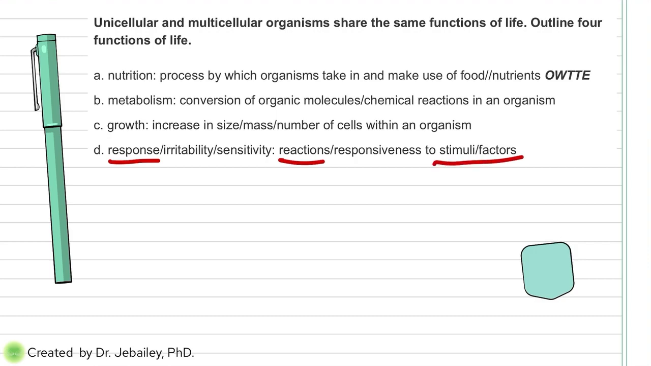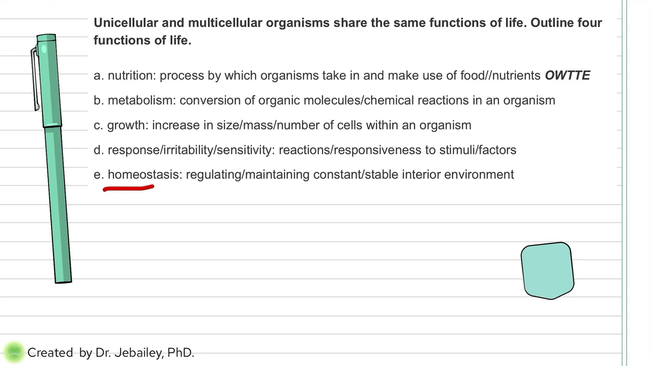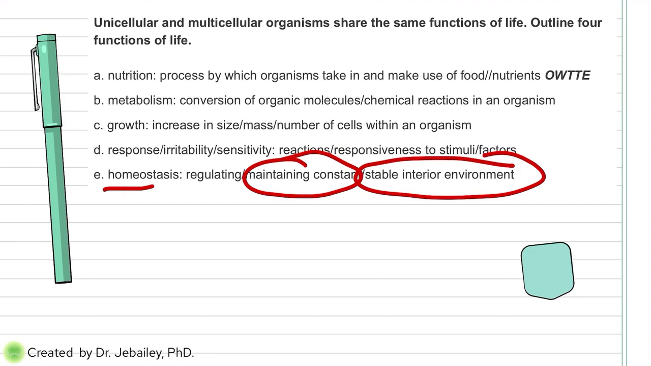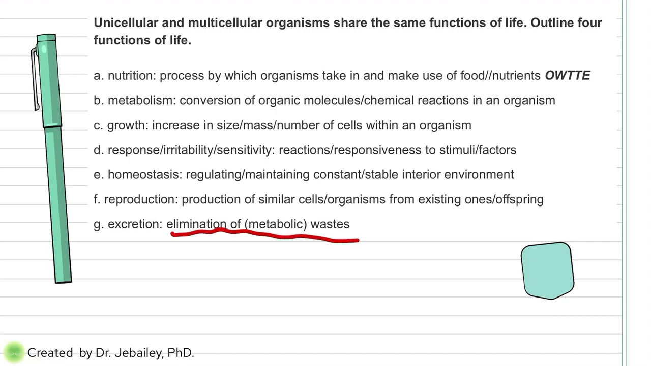Like, for example, if somebody slaps you, well, how do you react? Get pissed off or just walk away? That's a response. Next, homeostasis. As I told you, it's about maintaining constant or keeping a stable internal environment. Describe what homeostasis is. Reproduction, production of similar cells, organisms from existing ones. Or you can just say reproduce means you are creating new cells. Or you can also say from sperms and eggs, we're making new babies. They will accept that. They're not that picky on this one. And excretion, you're just getting rid of waste.